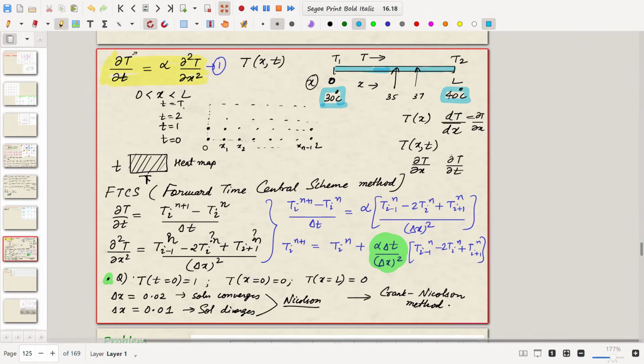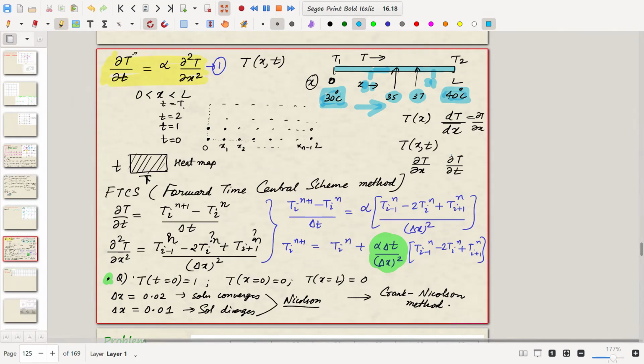You all know from your physical sciences in school that heat flows from higher temperature to lower temperature. So you already know that the heat will flow in this direction because it is 30 degrees here and 40 degrees here. That means temperature will be smoothly distributed from this point to this point. Maybe here you can get 32, 35, 37, 39, something like that, but it will smoothly distribute.